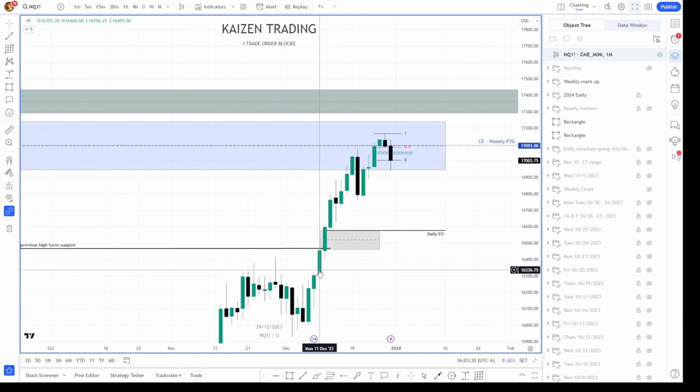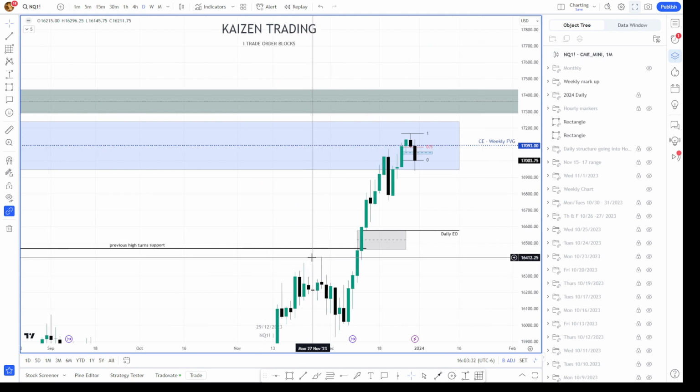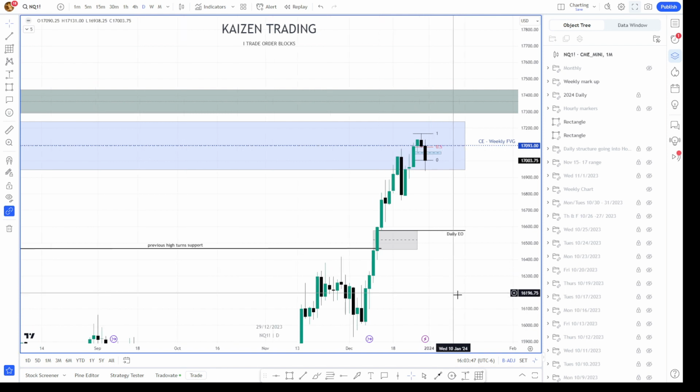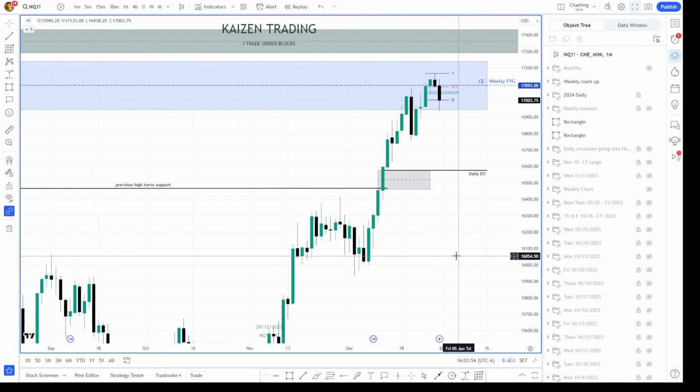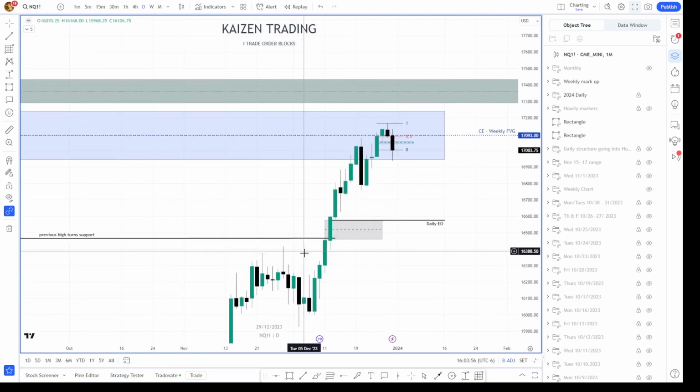We also have this candle closed above this area of consolidation. So this started a new dealing range. Okay, so I'm looking at this is a very nice target for price to move down to. Previous high turn support. So lots of areas of confluence for price to return to.